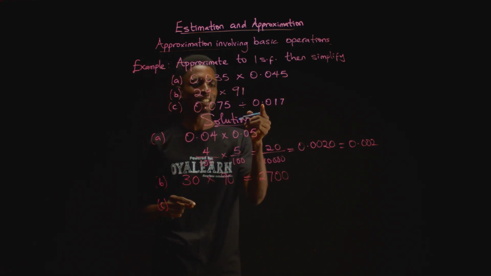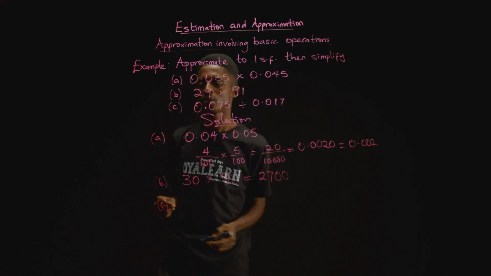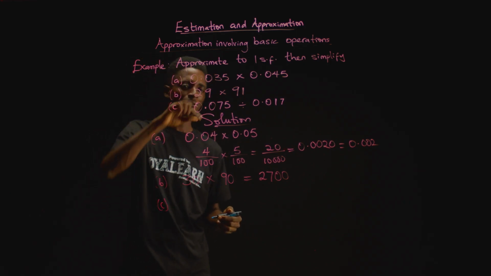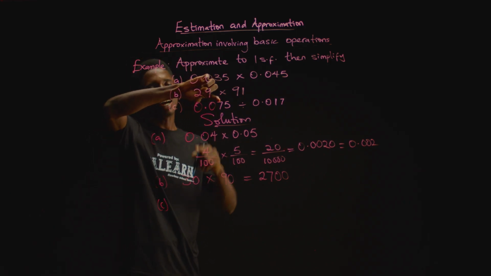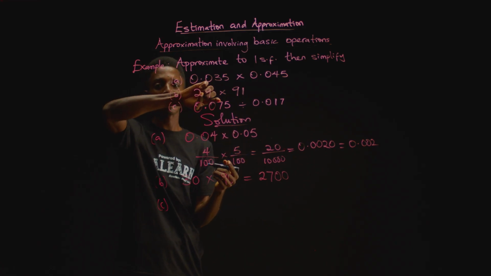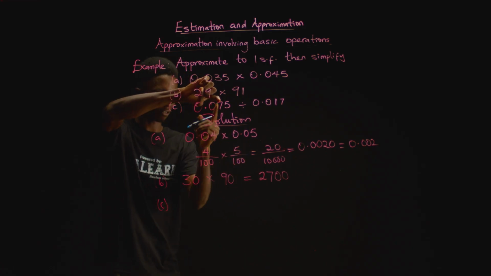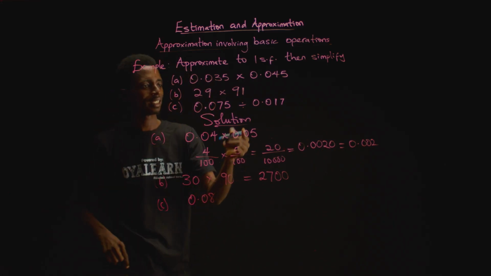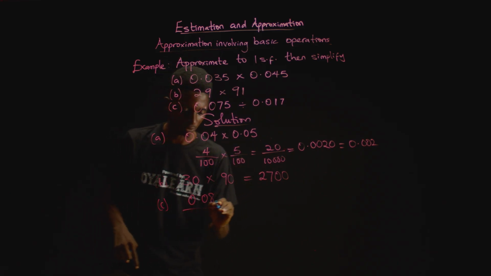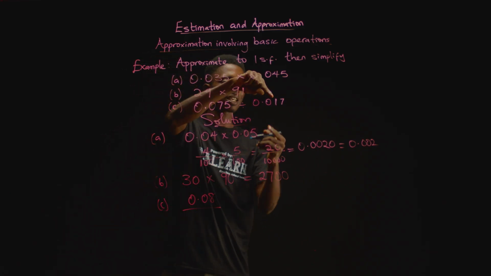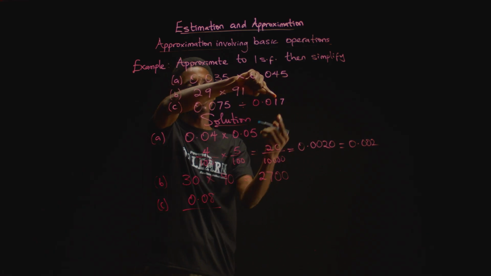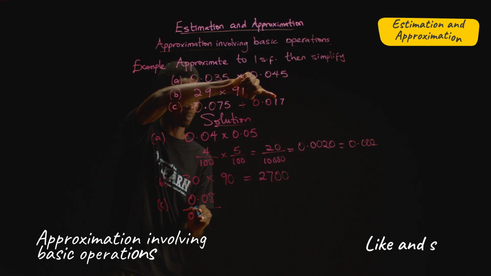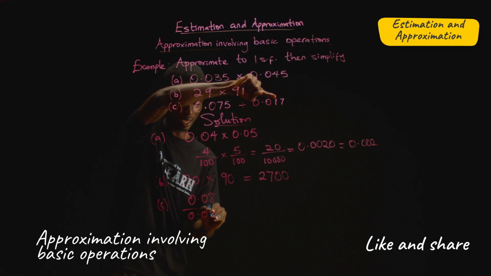And then C. We have 0.075 divided by 0.017. To do this, let's first approximate to one significant figure. The first non-zero is 7 here, and the next digit to it is a 5, which implies that we would round up. So we increase 7 by 1, and that will give us 0.08. Now instead of the division sign, I'll use the division line. Here the first non-zero is 1, followed by 7, which means I will round up, increasing 1 by 1. So we would have 0.02.